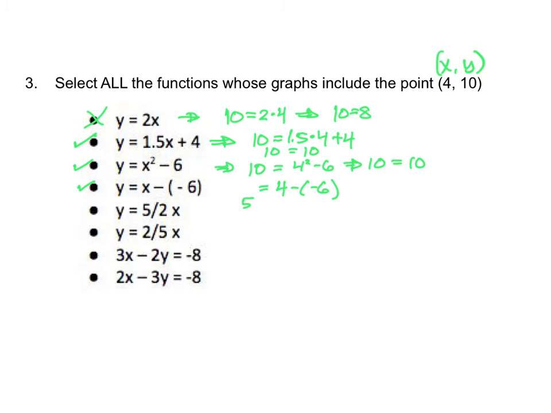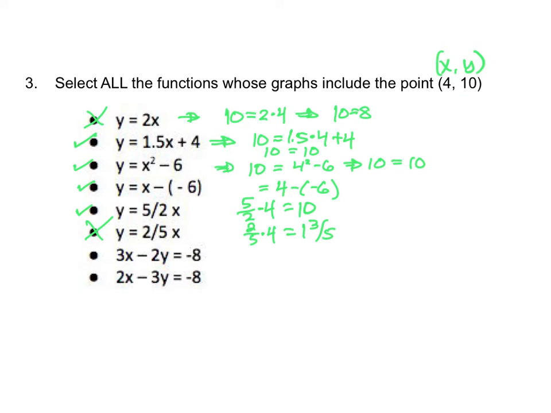So we're going to have 5 over 2 multiplied by 4. What is 5 over 2 multiplied by 4? We're looking for 10. It's equal to 10. That is one of them. Let's try 2 over 5 multiplied by 4. 2 over 5 multiplied by 4 is 1 3/5. Does that equal 10 that we're looking for? It does not. That is not one of our questions.